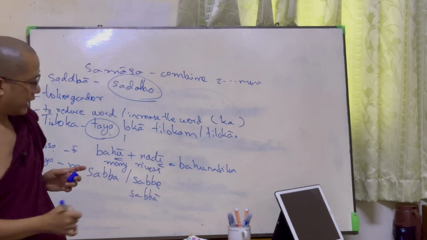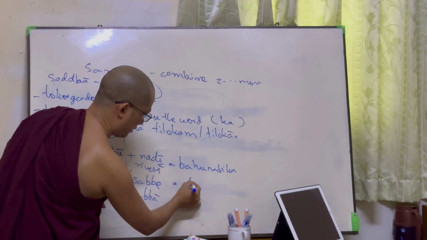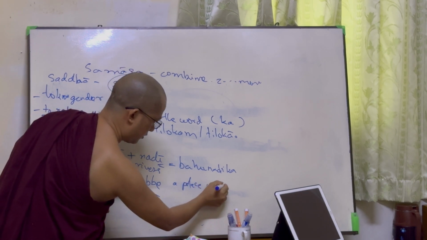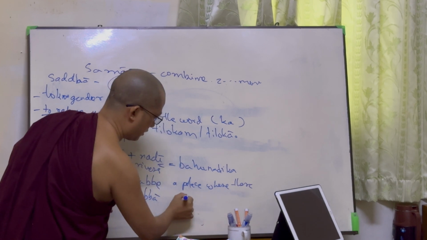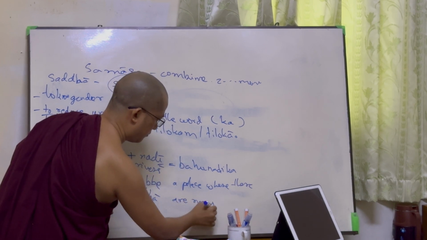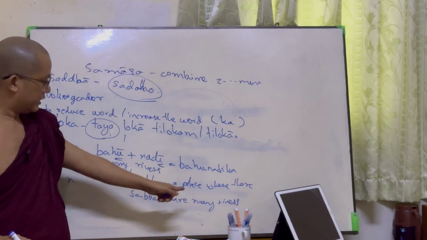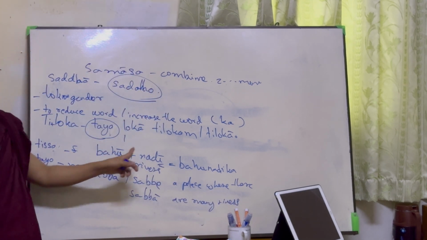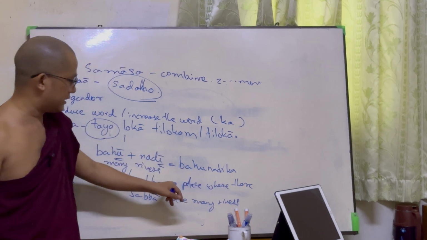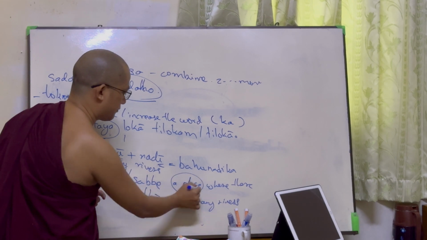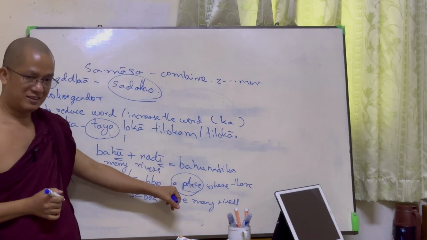Only this. Because of this ka, a place where there are many rivers. Here, why does the many refer to the meaning of many rivers? After becoming Bahunadika, it refers to the place. It refers to the place. It changes the meaning.